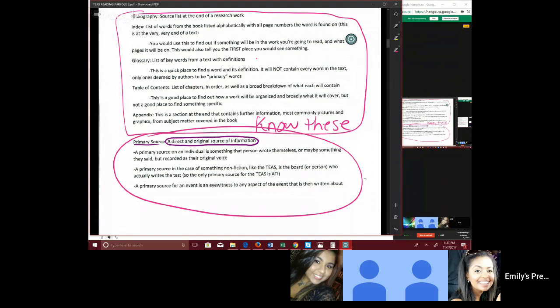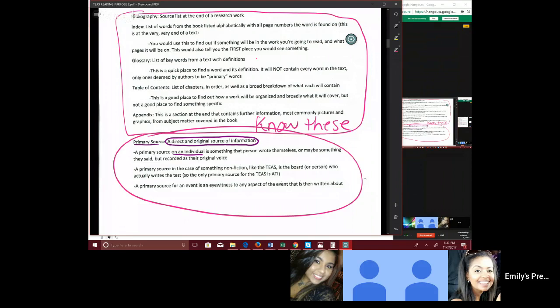What a direct and original source of information actually is will vary a little bit from one place to another. So let's say that they ask you to figure out what would be a primary source on an individual. I've seen that question on the TEAS 4 or 5 times. They'll give some random person's name. They'll very vaguely explain who they are, and they'll say, how would you find a primary source on this person?